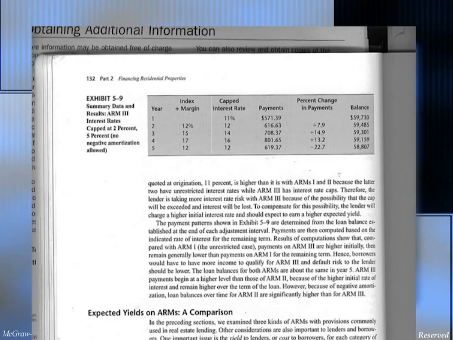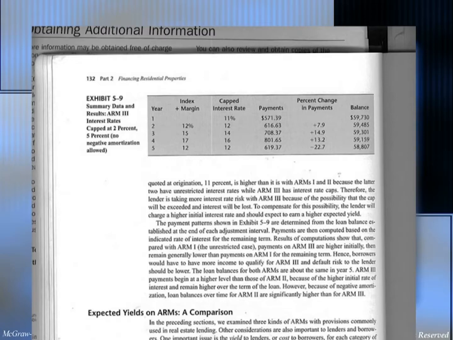Okay, we go over to the next margin, and we see that it's up to 17%. But we can't go up to 17% because we can only go up 2% a year. So it goes up to 16. We recalculate and get the payment. The next year we look, and now the index plus the margin has gone down to 12. Since there was no floor on the amount it can drop a year, we can go right back to 12.